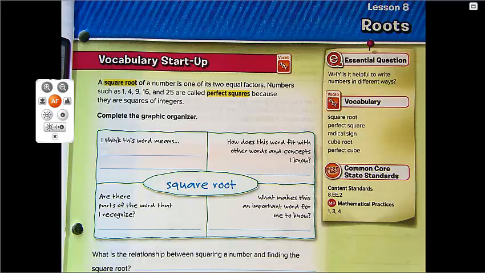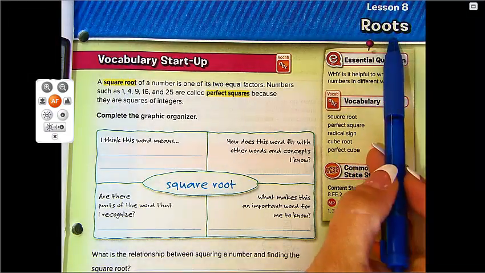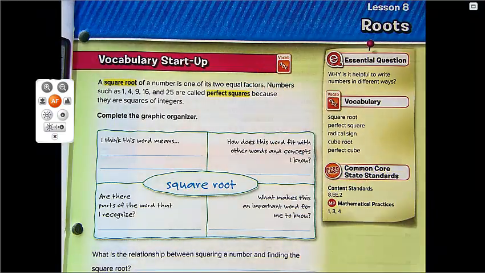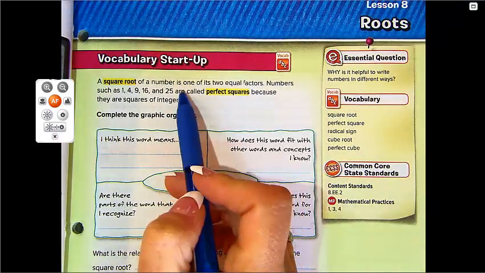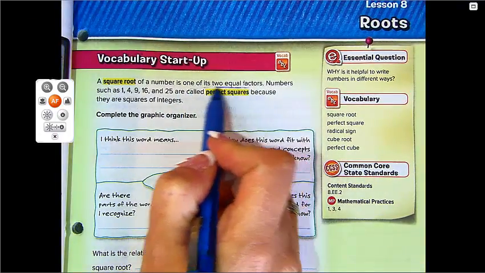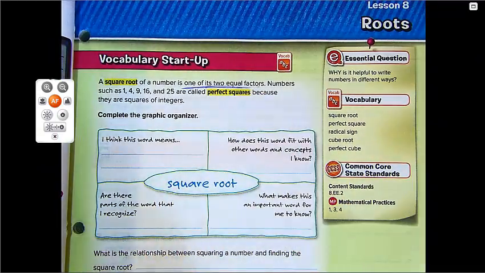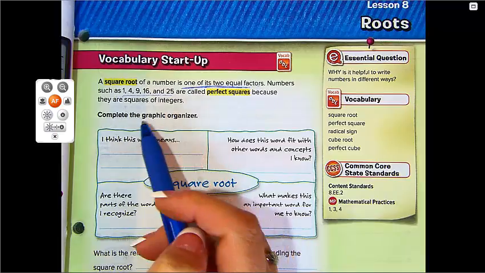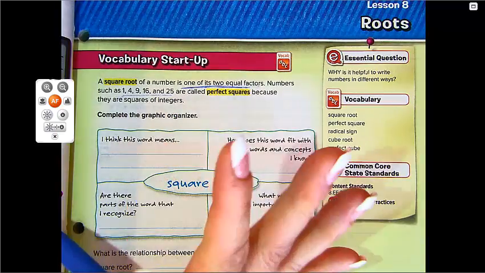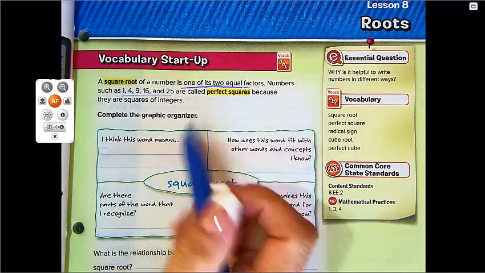And we're going to be talking about roots. Particularly, we're going to be talking about square roots for the first part of our lesson. When we talk about square roots, it is a number of one of its two equal factors. These are perfect squares, numbers that two whole numbers go into, two whole positive numbers or negative numbers.